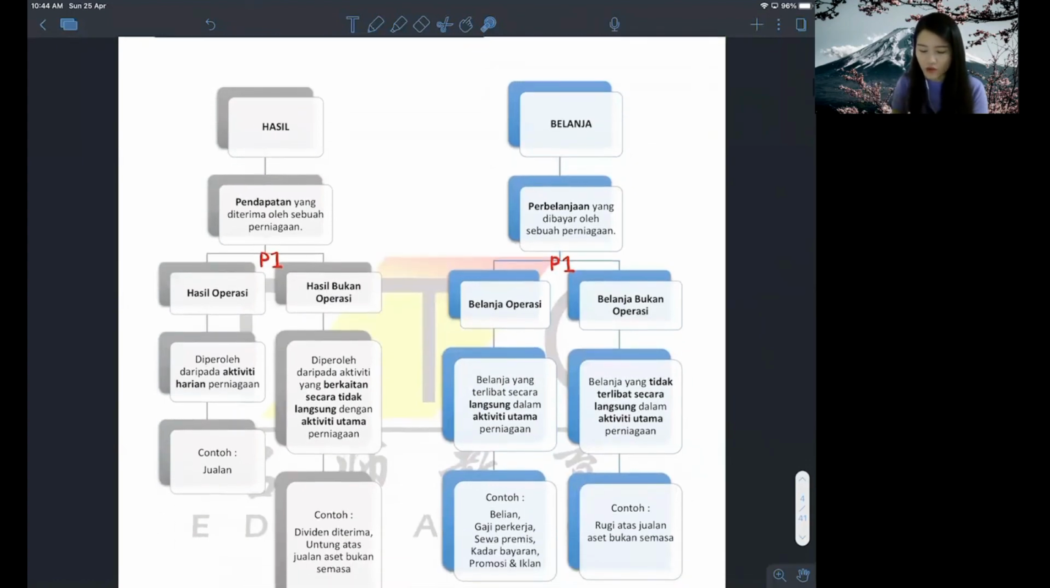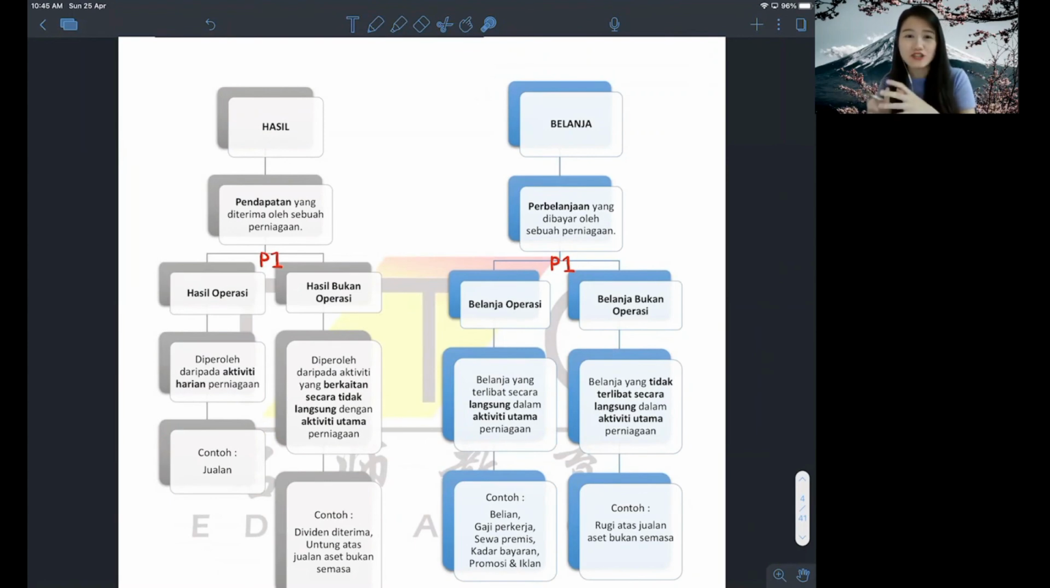Hasil operasi, there is only one, that is called jualan. You know why? If I ask you, what is the main goal of you opening your store? You will say, to earn money. But how you earn money? From sales. And that is the one and only reason why you want to operate your store. That is your hasil operasi.